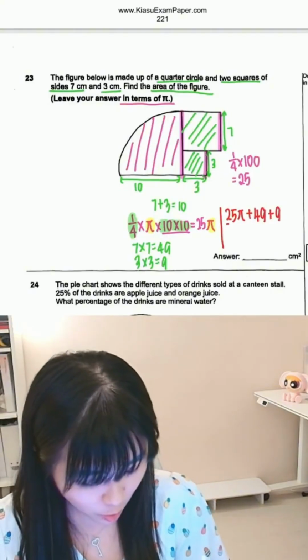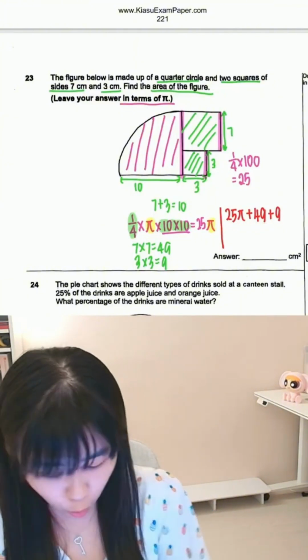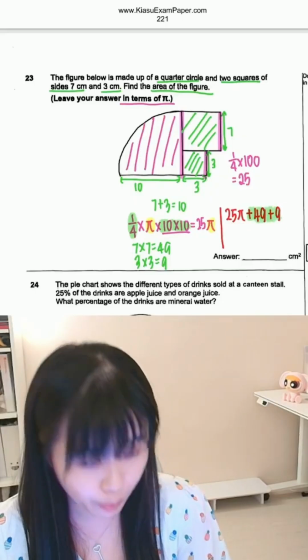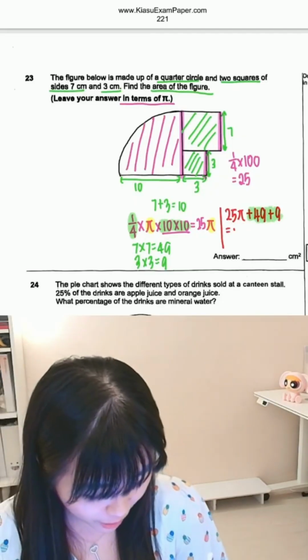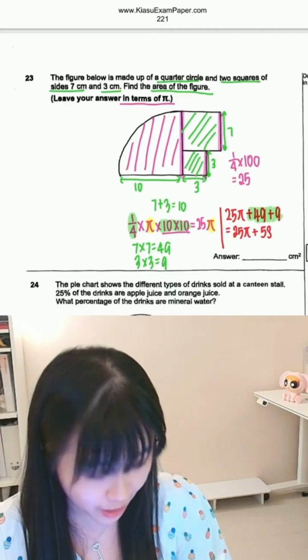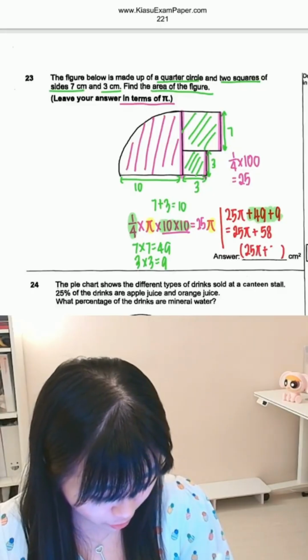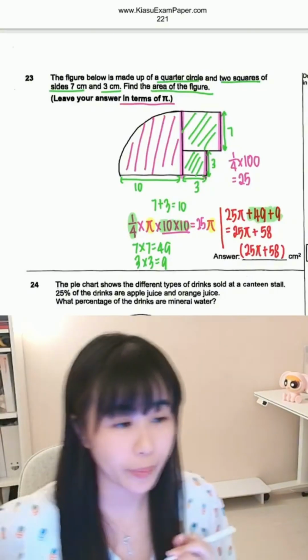Okay, if this one has pi, and this one has no pi, and this one has no pi, what you are going to do is only add together the ones without pi. The 25 pi must be left alone. So it's 49 plus 9, right, which gives you 58. Your final answer must have a bracket: (25 pi plus 58) cm square.